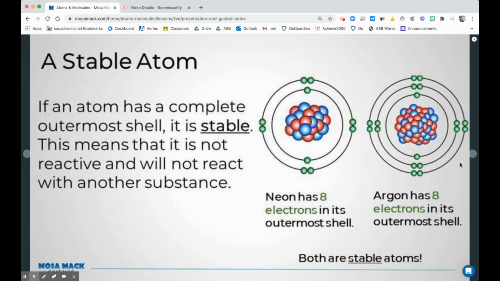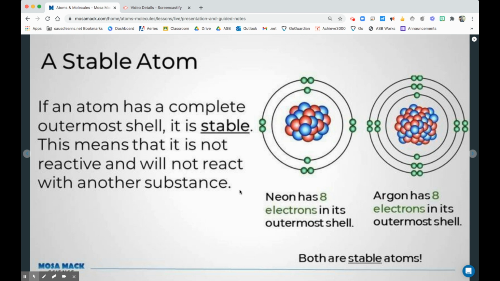So what makes a stable atom? If an atom has a complete outermost shell, it is stable. That means that it is not reactive and will not react with another substance. No matter what, if these atoms come into contact with anything else, they will not react whatsoever. They're going to stay calm no matter what they're mixed with.